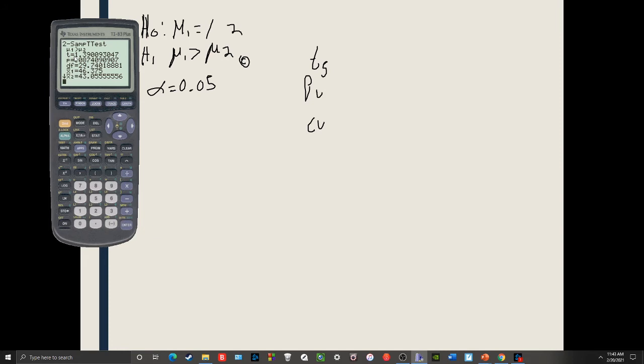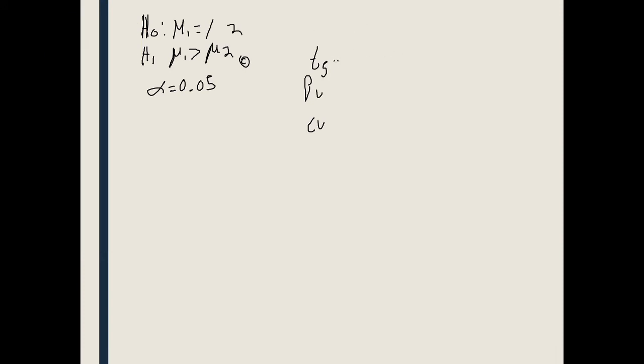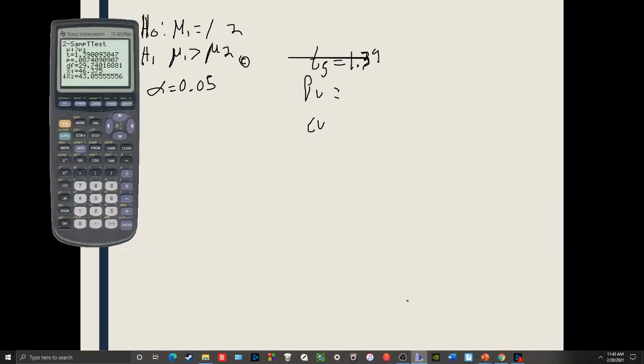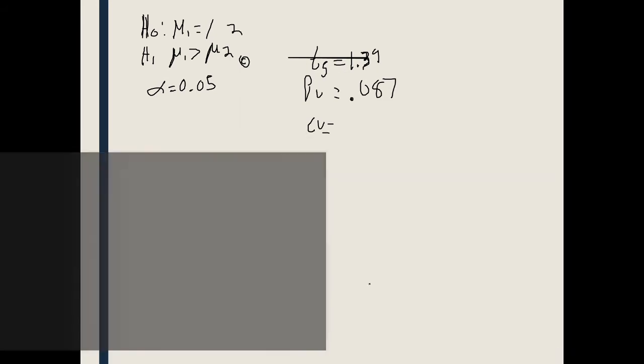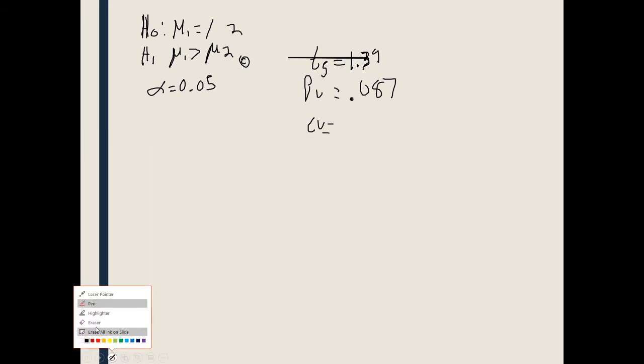So my t-score in this case is 1.39, my p-value is 0.087, and my CV I had to figure out actually. So my t-score is 1.39. My p-value, if I go back here, is 0.087. Now my CV you do need to actually look up. You don't have really a choice for your CV there. So you're going to have to use your t-score table and look up your critical value for 0.05 significance.